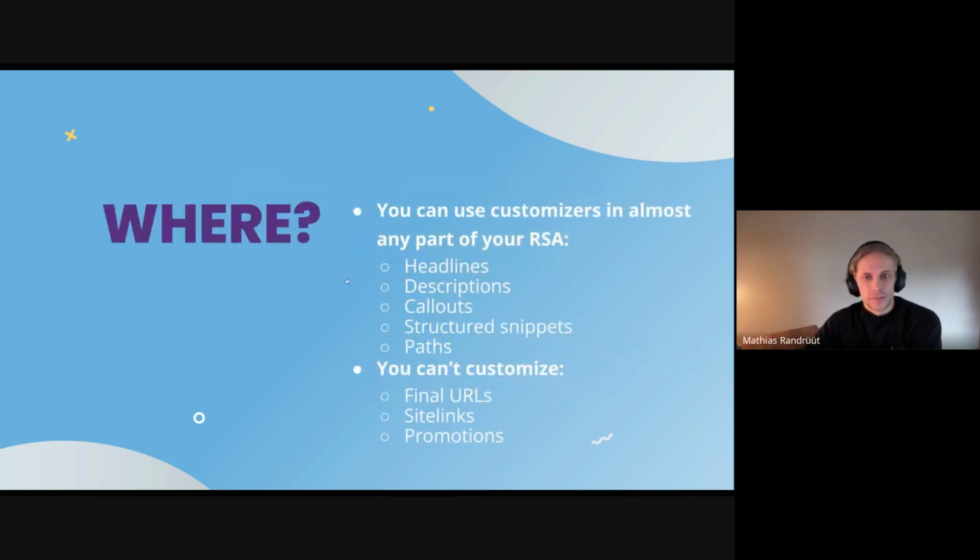Where can we use ad customizers? It is quite a flexible solution. So probably the most used and with the most potential is in the headlines and description positions. But you can also use them in callouts, structured snippets, and paths. You cannot customize final URLs or sitelinks, promotions, or price assets, but most of the basic texts you can easily customize with ad customizers.